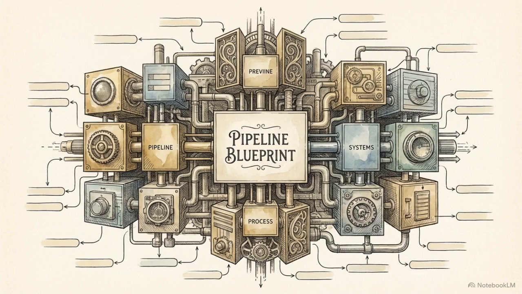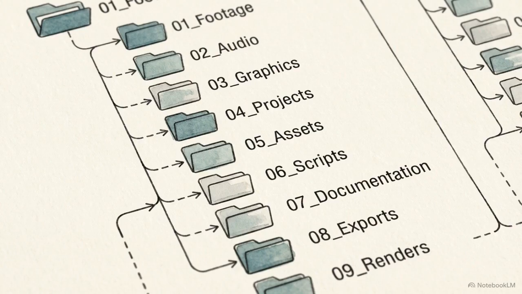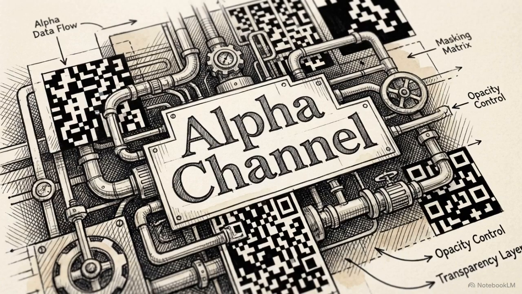Industrial-grade project governance and non-destructive methodology provide the only viable alternative for professional-scale work. Pipeline stability requires engineering a non-destructive environment that scales from the OS folder level down to the individual alpha channel.